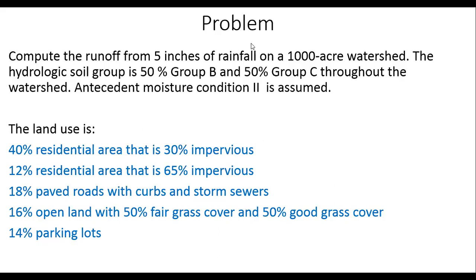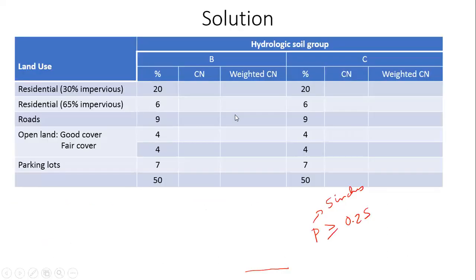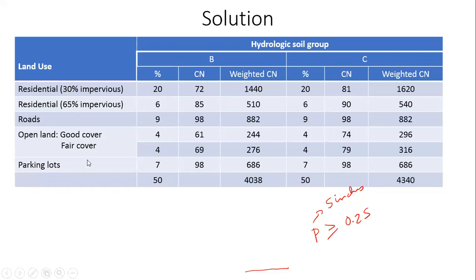Okay, and then using the table that I had earlier shown in the last lecture, we were able to identify what the curve numbers for the different land use types are, right? For the different land use types and for the different soil groups, we were able to identify the curve number 72 for this particular one for soil group B, and 81 for soil group C, and so on for all the different kinds of land use. And then from that, we were able to estimate what the weighted curve number was.